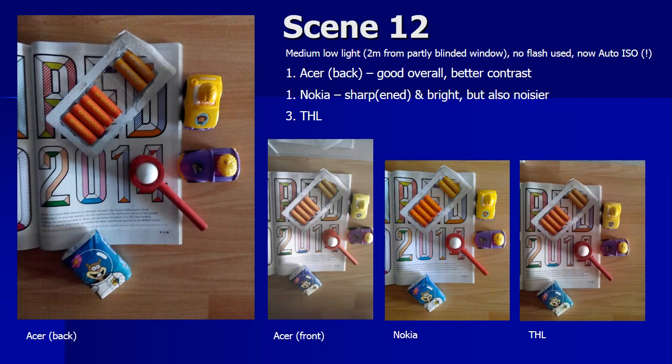So this is scene 12. This is like 2 meters away from the window, light coming from the right. And no flash used here. The same scene with all cameras. So I was in doubt a lot if I like the 5 megapixel Nokia better, or the Acer. The THL was not really in the same league here.